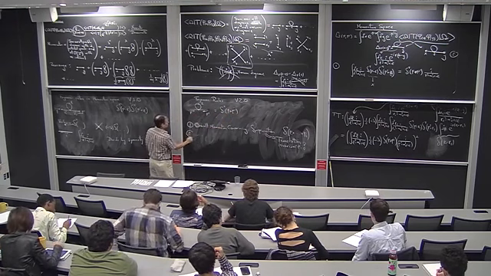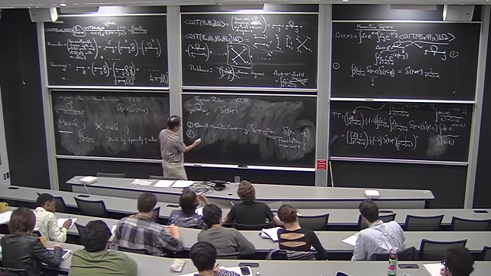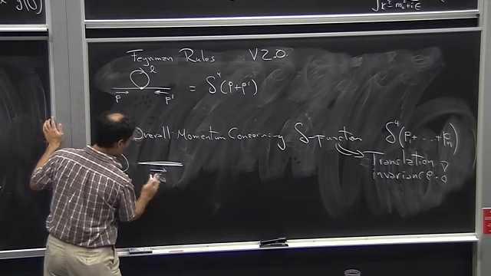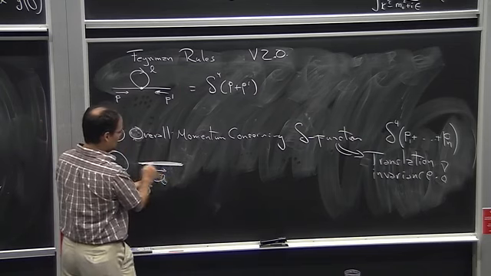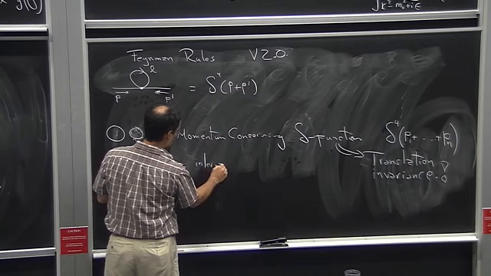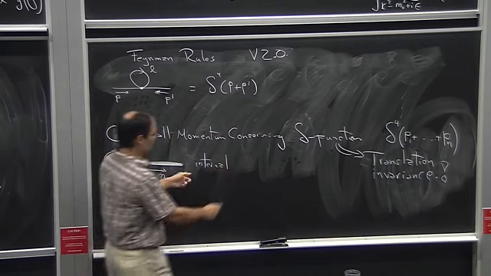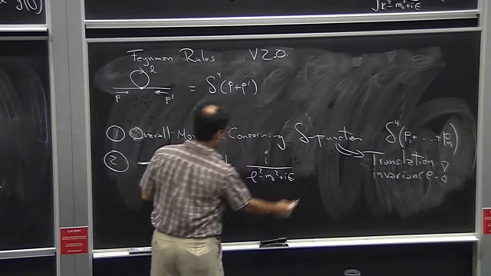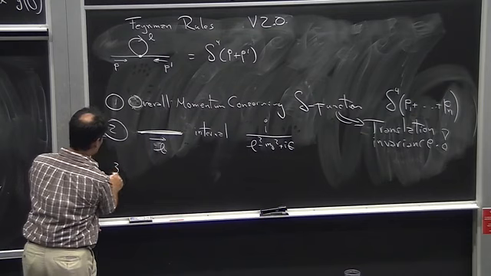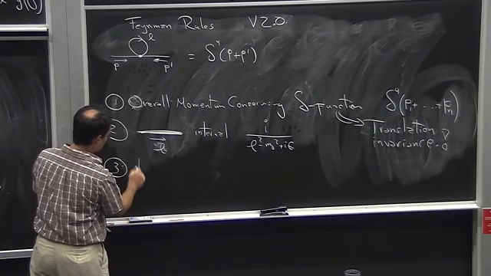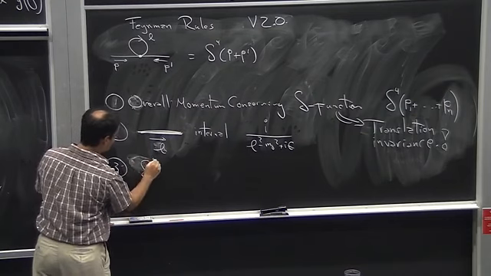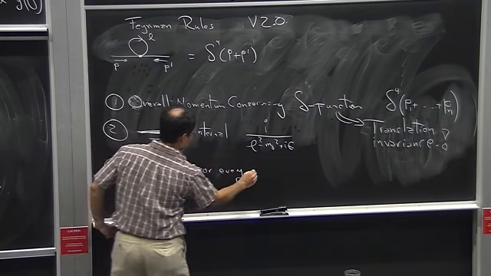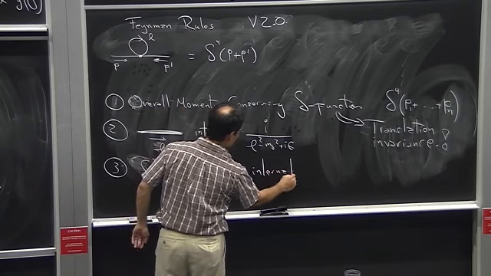What's the next rule? Well, every time you see an internal line, so if this is internal, okay, you replace it by a propagator. Okay. 3, you put delta functions for every internal vertex.